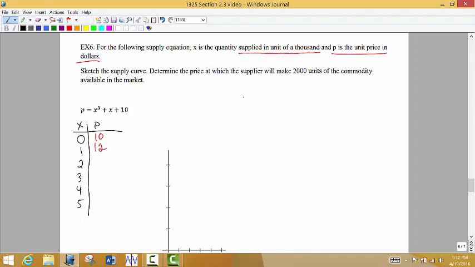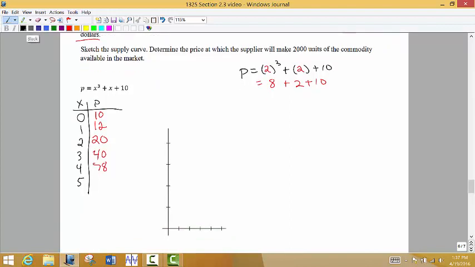As we go on from there, things get a little more interesting. So let's write out what we're actually going to be doing. We're going to take 2, cube it, then add 2, and then add 10. So we get 8 plus 2 plus 10, so I get 20. We're going to do the same thing for 3 and 4. For 3, I get 40. For 4, I get 78. And so we can see what's happening here: my values are increasing. I'm going to stop right there and start to graph my supply curve.